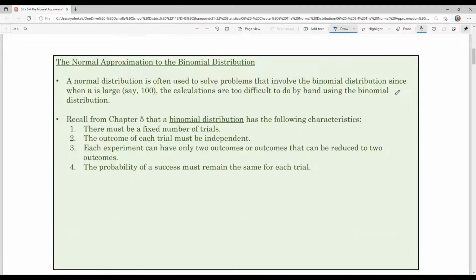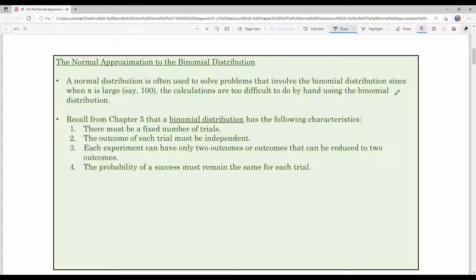So remember, we have talked about the binomial distribution before, and now we've talked about the normal distribution. A normal distribution is often used to solve problems that involve the binomial distribution, since when n is large, like 100, the calculations are too difficult to do by hand using the binomial distribution.